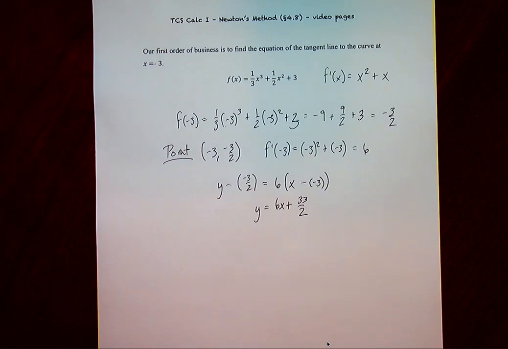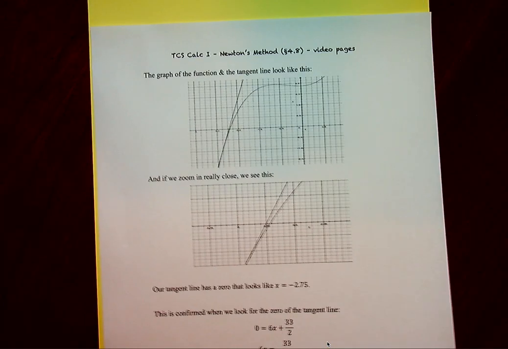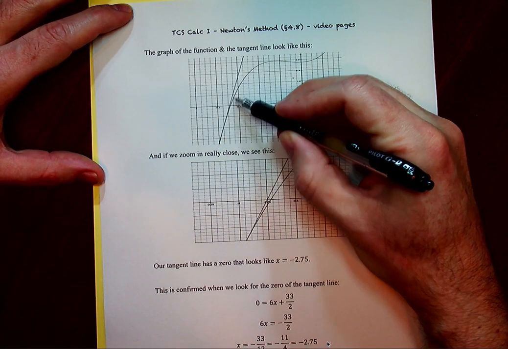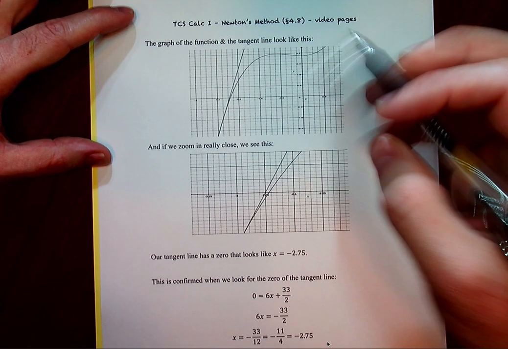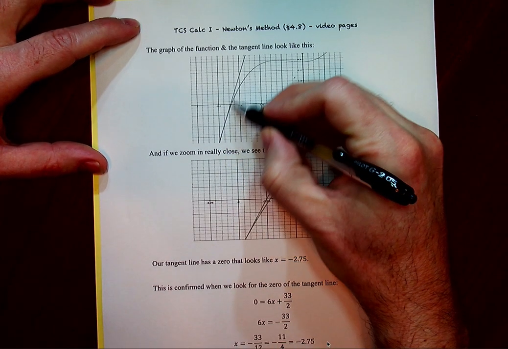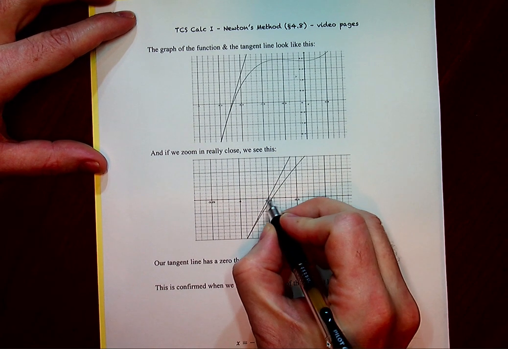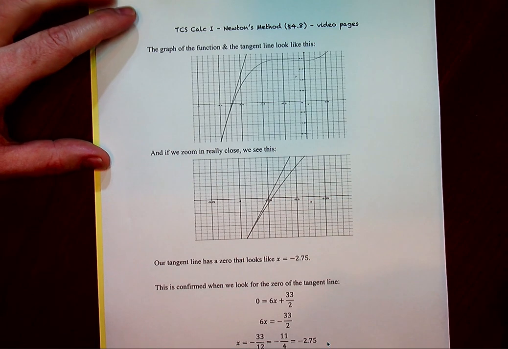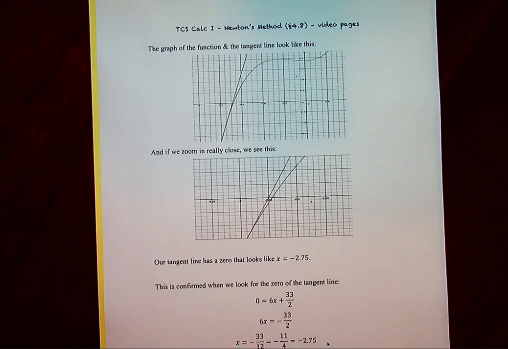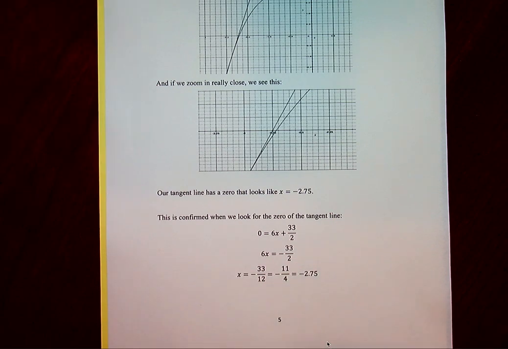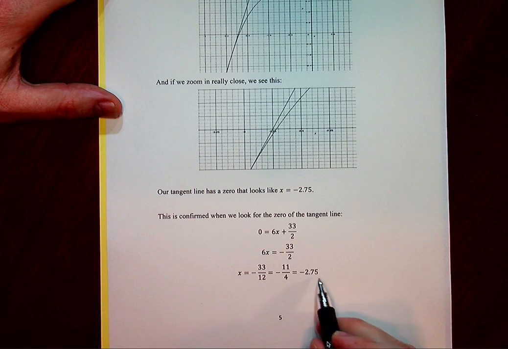Now I'm going to show you what that looks like. Here is a computer-generated graph, from Desmos or whichever grapher program I used, and you see how close those zeros are. In fact, I zoomed in, and you see exactly how close they are. But you need to actually find the 0. If you set 6x plus 33/2 equal to 0 and solve for x, you get -0.275.